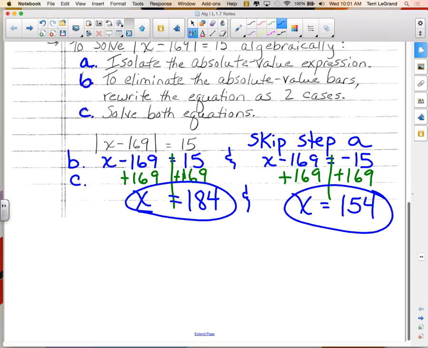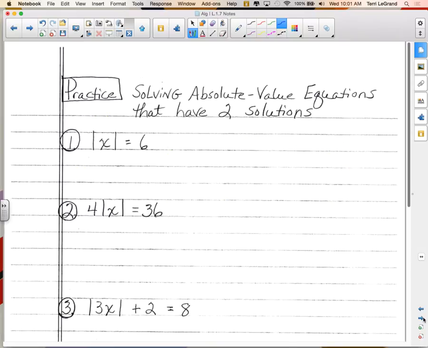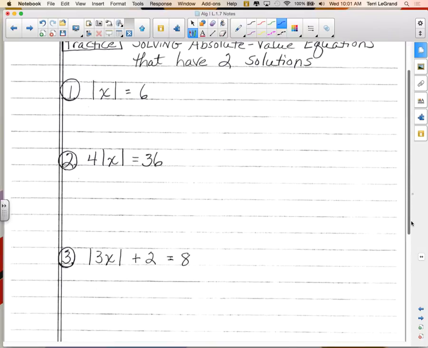Okay. Now let's go back. So we were really right here. We were already practicing solving absolute value equations. Let's go to the back side now and practice some more. Number 1, absolute value of x equals 6. Step A, do we need to do it? No. Why not? It's already alone. So skip step A.